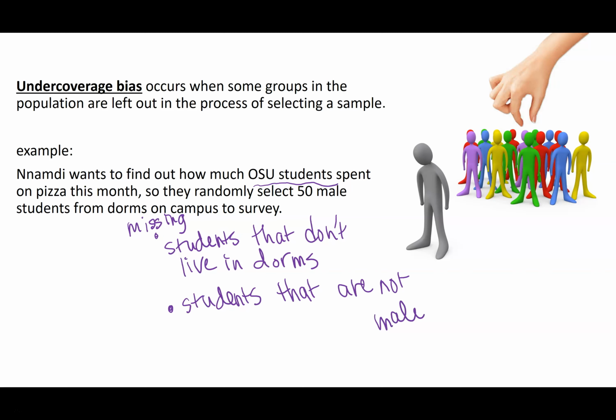This is probably not the worst if you want your population to be male students in the dorms at OSU. But if you want them to be all OSU students, everyone needs to have potentially been selected. If they aren't even in the running to be selected for the sample, that's a problem.